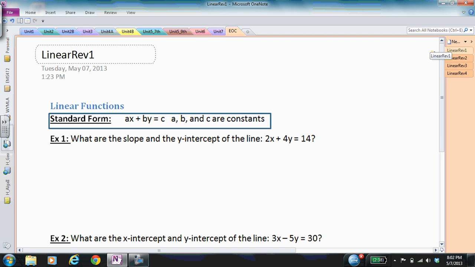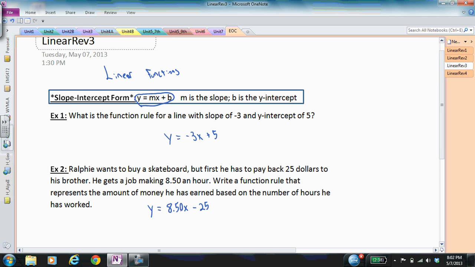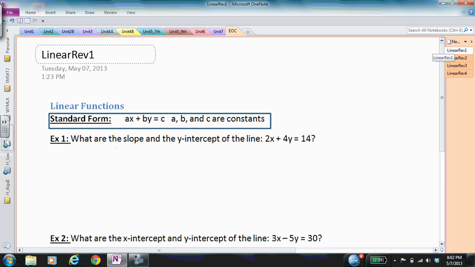Okay, now looking at standard form. I could take any linear function and write it in slope-intercept form, like we did here, or I could write it in standard form. In standard form, x and y are on the same side: ax plus by equals c, where a, b, and c are constants. So here's an example of standard form: 2x plus 4y equals 14. X and y are on the same side. Question is, what are the slope and y-intercept of the line 2x plus 4y equals 14?